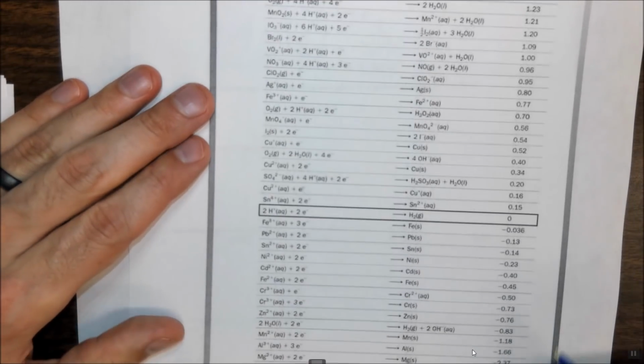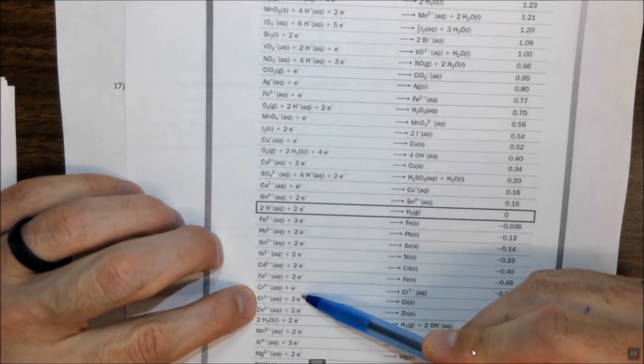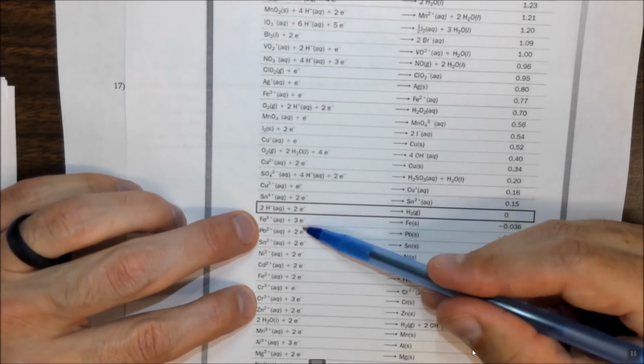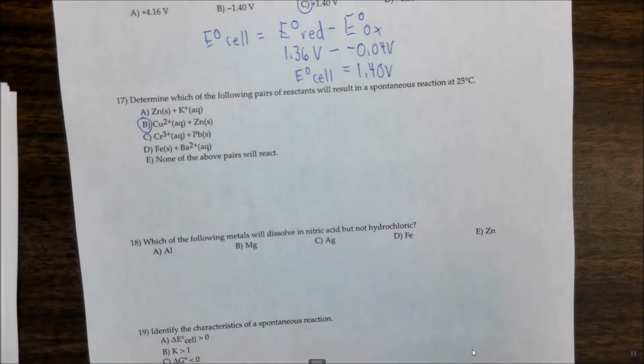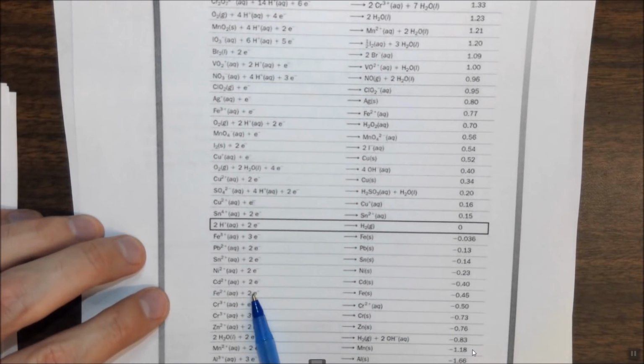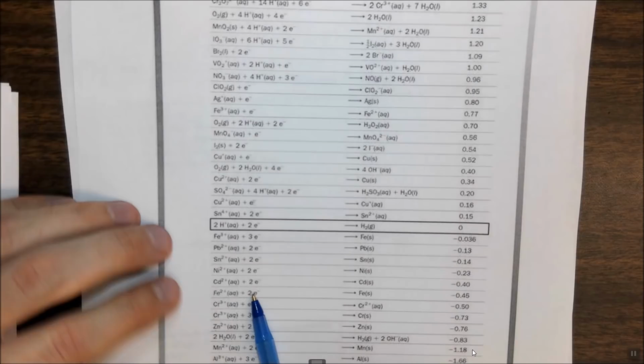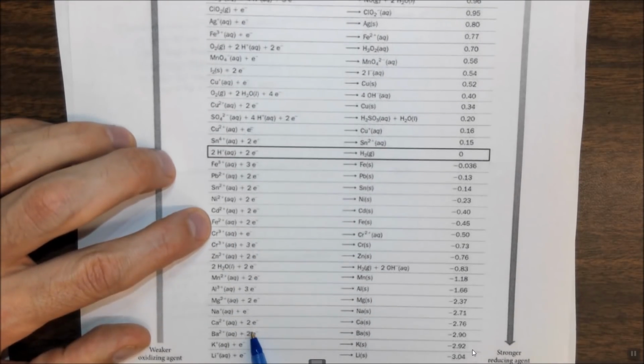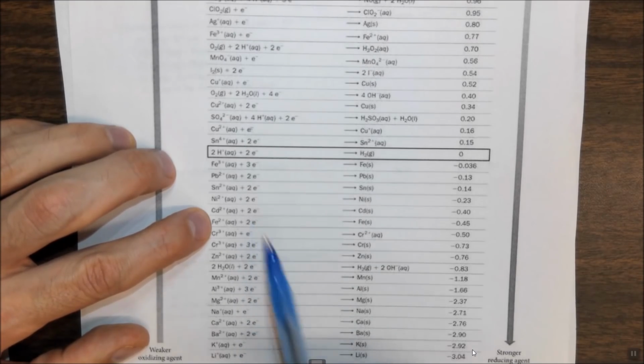Chromium and lead. If we look at our table here, chromium 3+ is here and lead is here. So chromium 3+ is lower on the table. It's not going to be able to take electrons away from lead. And then finally, iron and barium 2+. Iron is here, and barium is way down here. This is bad, not having the whole sheet on the screen. So the barium is lower, the iron is higher, so the iron can't take electrons away.